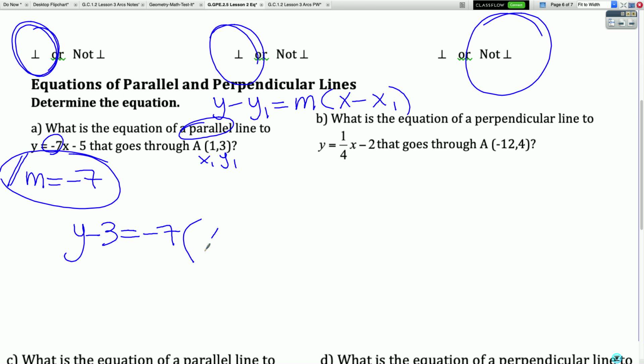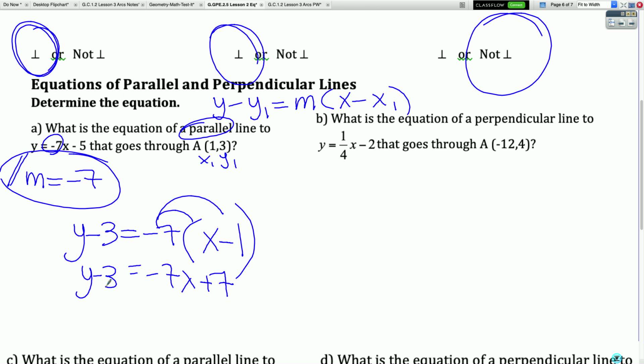Negative 7, and then in parentheses x minus 1. Remember our last step was to convert it back to y equals mx plus b, so we have to distribute. This side becomes negative 7x plus 7. We bring down our y minus 3, and what's my last step? Add 3. So my final equation will be y equals negative 7x plus 10.